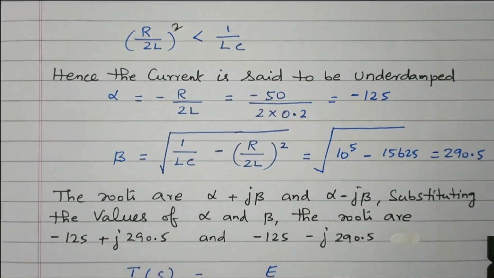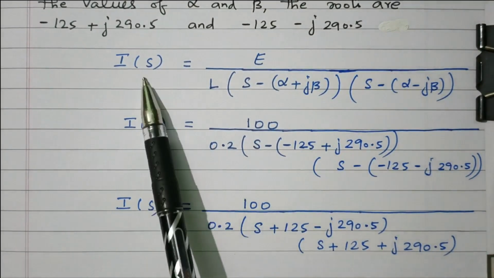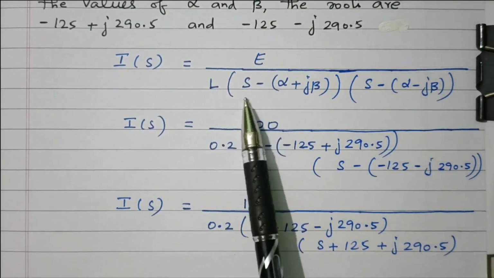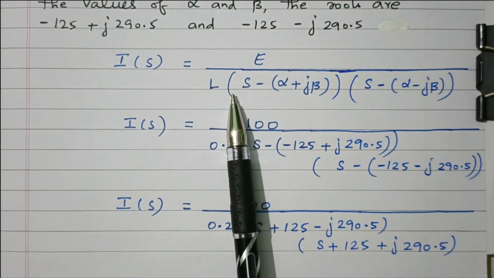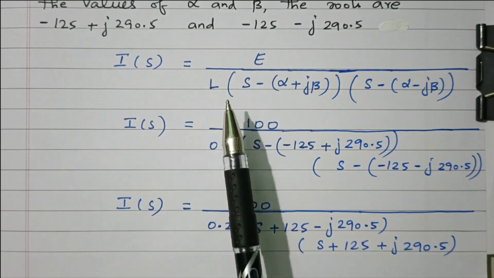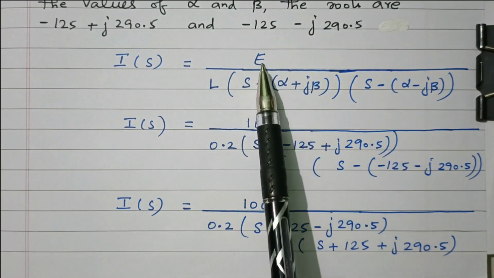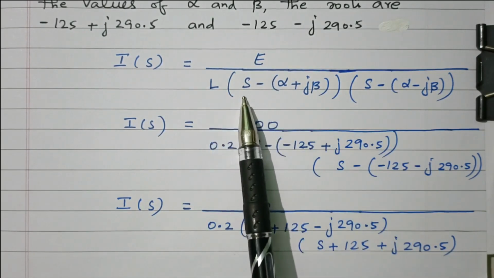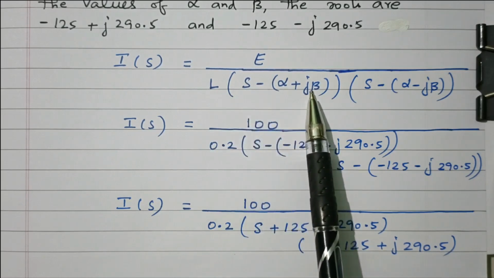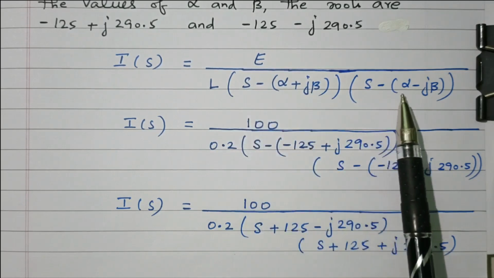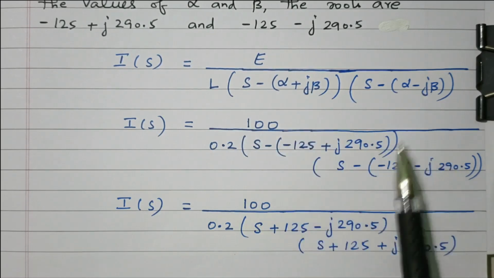Now based on that, we can go for the expression for current I of S. I of S equal to E divided by L. So this is the third case. In an RLC circuit, three cases are available: roots are real and equal, real and different, and the third case is complex conjugate. So this comes under complex conjugate. E divided by L, there is a separate video available for explanation of RLC circuit. S minus alpha plus j beta into S minus alpha minus j beta. These two roots, alpha plus j beta, alpha minus j beta.